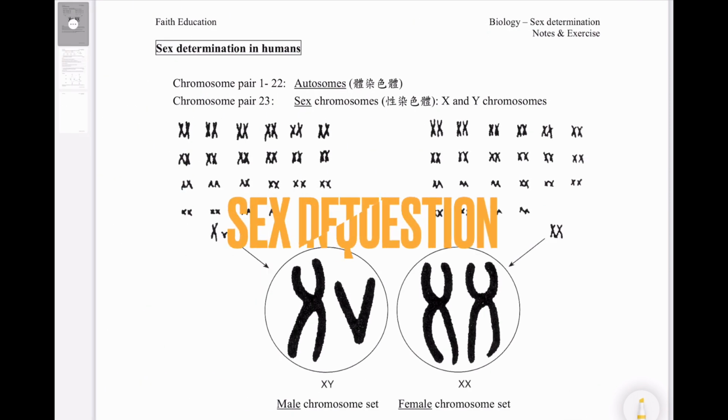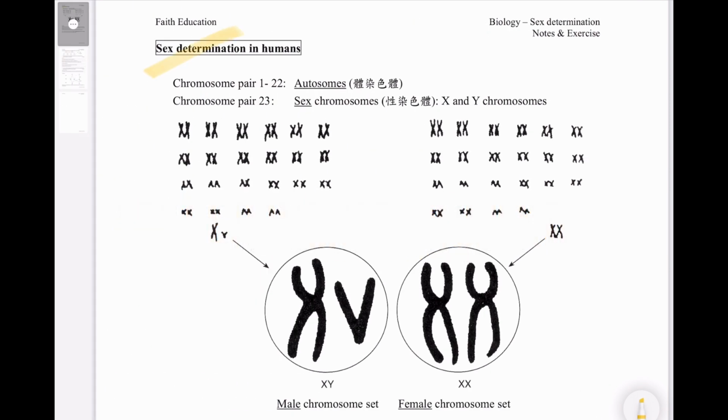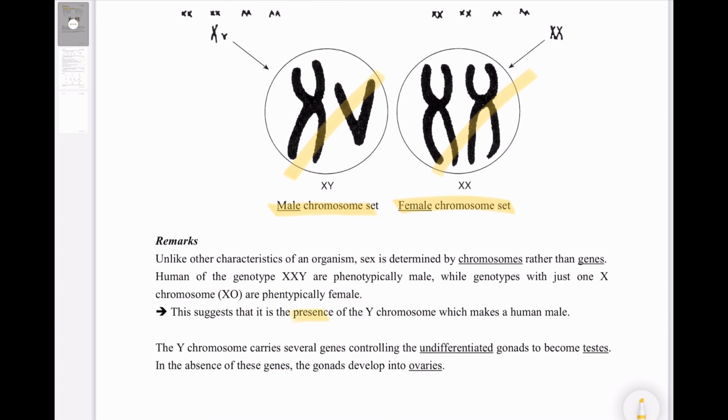I think you have already downloaded the worksheet about the sex determination in the last video. So let's have a very brief summary for this chapter, and then let's talk about the questions. For the chromosome pair 1 to 22, they are the autosomes that carry the body characteristics. And the 23rd pair of chromosomes are the sex chromosomes. There are 2 types of sex chromosome, X and Y chromosome. There are 2 normal combinations, XY as the male chromosome set, and XX as the female chromosome set. And the main idea is that the presence of the Y chromosome will make a human male.